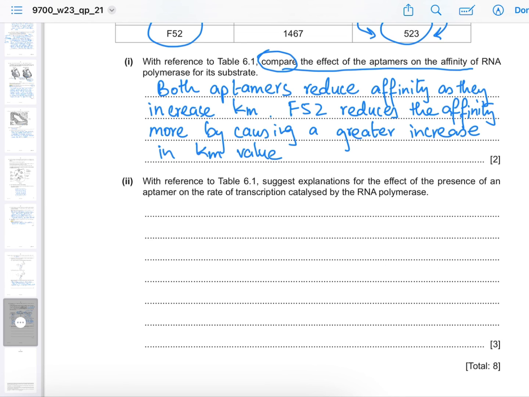If they bind to the catalytic site, aptamers prevent the substrate, or the RNA nucleotide, from binding to the active site. Whereas if they bind to the allosteric site of the enzyme, the aptamers would change the tertiary structure of the enzyme and therefore its active site's shape. As a result of the change in the active site of the enzyme, the aptamer prevents RNA polymerase from forming a bond with RNA nucleotides, or the substrate, to form the sugar-phosphate backbone.